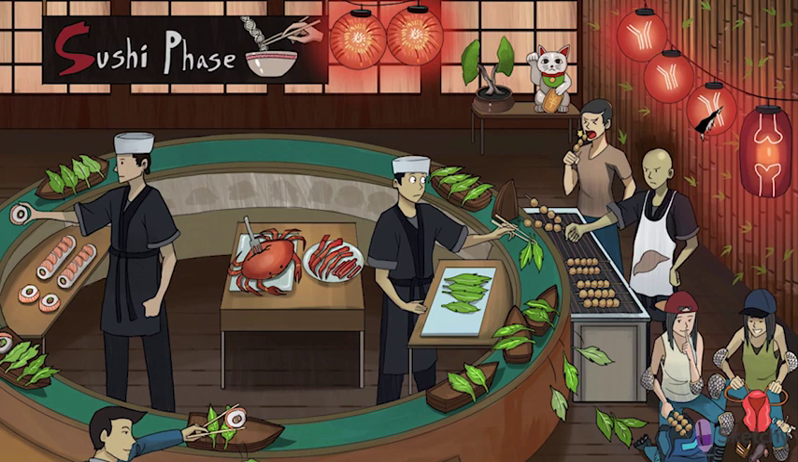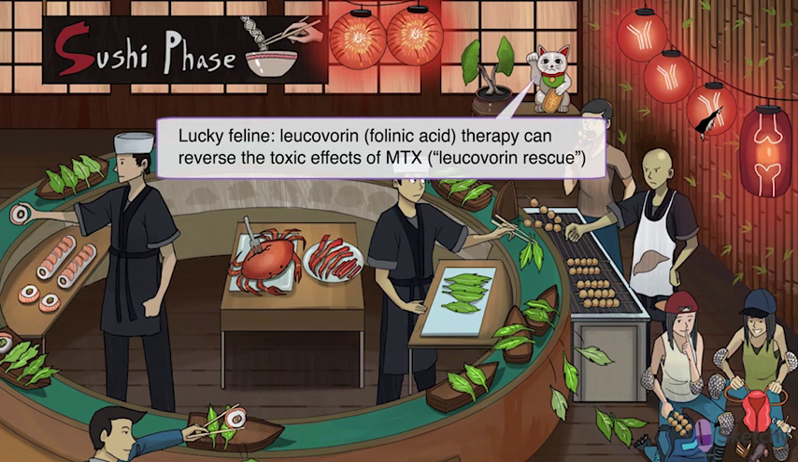In this sketch, this lucky feline symbolizes leucovorin, a special reduced form of folate called folinic acid. Think felinic acid. Leucovorin is used to reverse the toxic effects of methotrexate, especially bone marrow, GI, and mucosal-related toxicity. This is called leucovorin rescue.